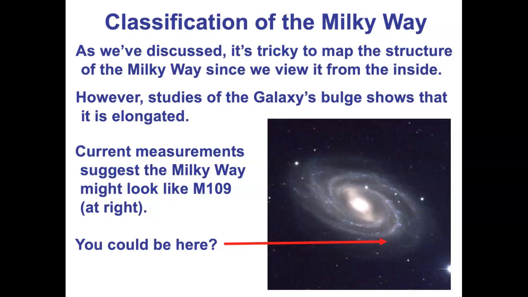But I think what is a fair statement is to say there wouldn't be nearly as many blue stars. There wouldn't be nearly as many young stars and active star formation in our galaxy if it were an unbarred spiral. I think that's a fair statement.